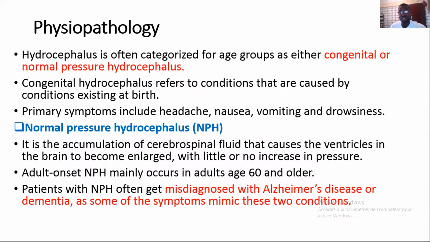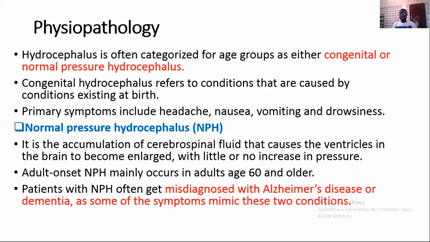Hydrocephalus is often categorized by age group as either congenital or normal pressure hydrocephalus. Congenital hydrocephalus refers to conditions that are caused by conditions existing at birth. Primary symptoms include headache, nausea, vomiting, and drowsiness. Normal pressure hydrocephalus, NPH, is the accumulation of cerebrospinal fluid that causes the ventricles in the brain to become enlarged with little or no increase in pressure.